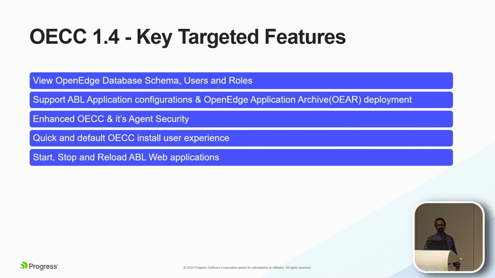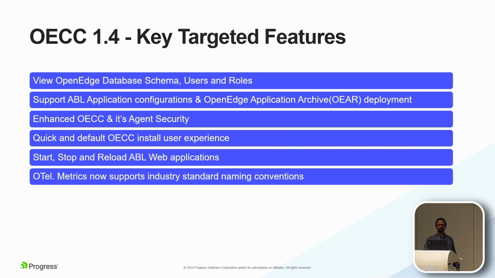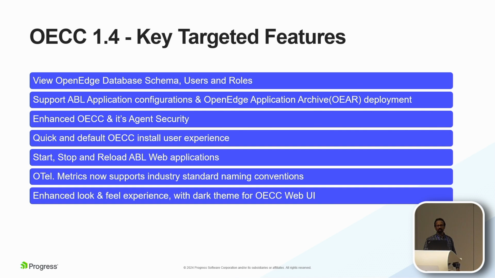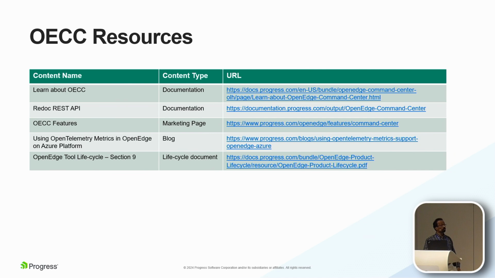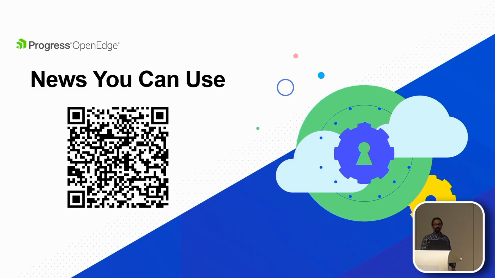ABL web applications, starting, stopping and reloading the apps, is not supported today. We want to provide that for ABL apps. And similarly, the metrics we want to standardize with the right naming conventions. And these are all other capabilities. These are a bunch of resources that would be useful for you when you want to work with OpenEdge Command Center.